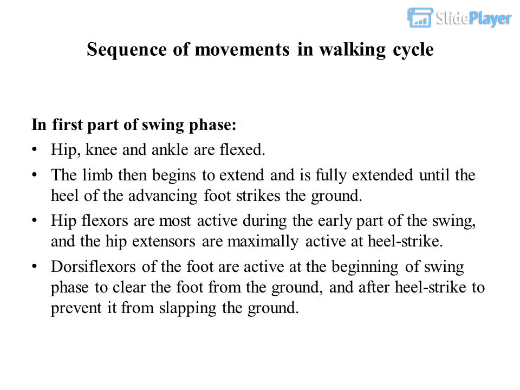Sequence of movements in walking cycle. In the first part of swing phase, hip, knee and ankle are flexed. The limb then begins to extend and is fully extended until the heel of the advancing foot strikes the ground. Hip flexors are most active during the early part of the swing, and the hip extensors are maximally active at heel strike. Dorsiflexors of the foot are active at the beginning of swing phase to clear the foot from the ground, and after heel strike to prevent it from slapping the ground.